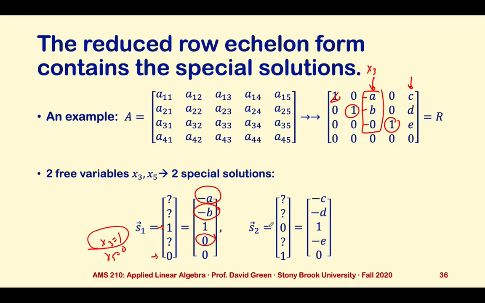For our second special solution, x3 equals 0, x5 equals 1. It's x5 that is our non-zero free variable. So this is the column we choose. We negate all of the entries, C, D, and E, and put them in the appropriate place. Negative C goes in the first position because it matches up with the pivot in this position. Negative D is in the row where the pivot is in the second position, so we put the negative D. Negative E is in the row with a pivot in 4, so we put a negative E. It's as simple as this, simply reading off the special solutions from a reduced row echelon form.